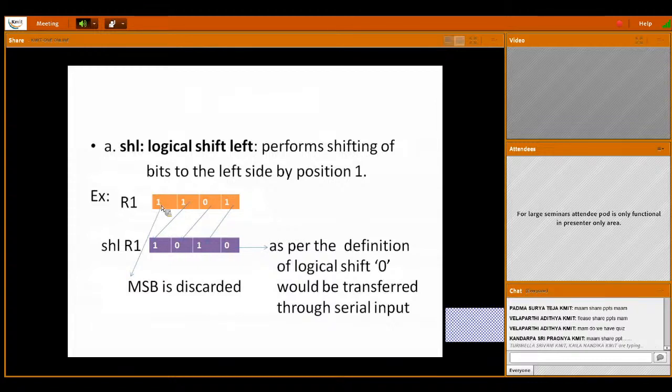How will you shift the bits by one? Each bit will move one position to the left, and the MSB bit that is left over, simply discard. The bit position is left blank, right? So as per the definition of the shift micro operation, a serial input of 0 is transferred. So include 0 and discard the MSB bit. The remaining bits you can shift to the left side.